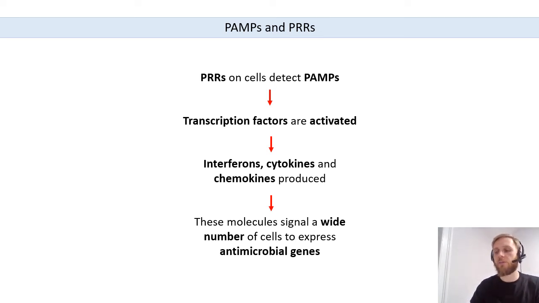So they are induced to fortify the body against infection, but they also have negative consequences potentially because these signaling molecules, interferons, cytokines, and chemokines, are inducing inflammation. That's how we define this antimicrobial state, and there are, again, pathological consequences of inflammation in many cases.